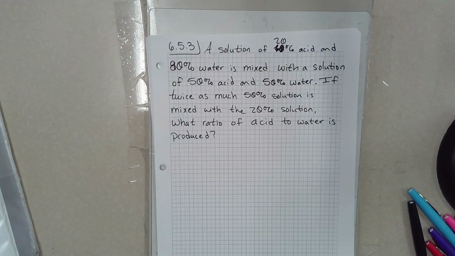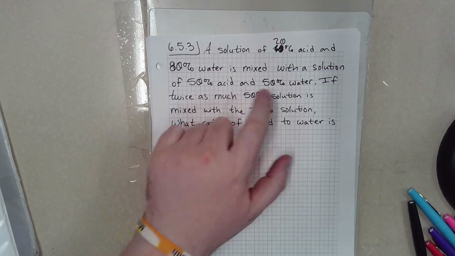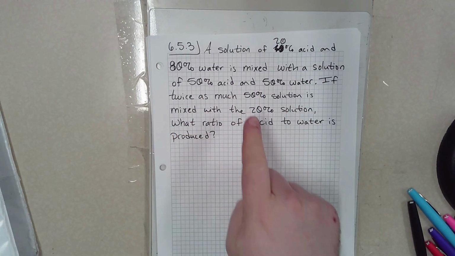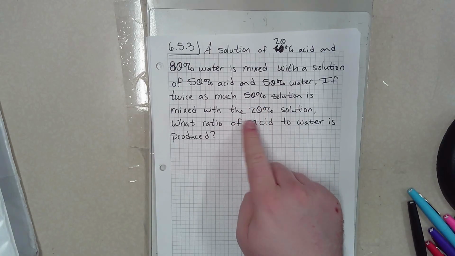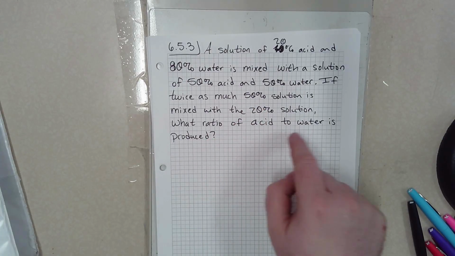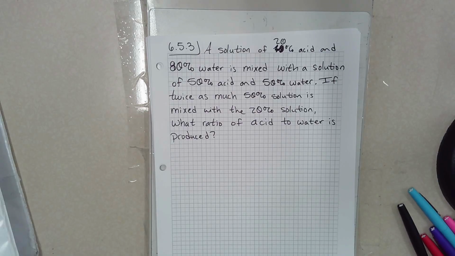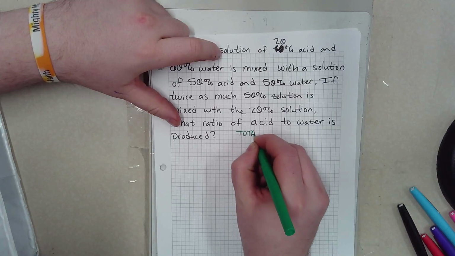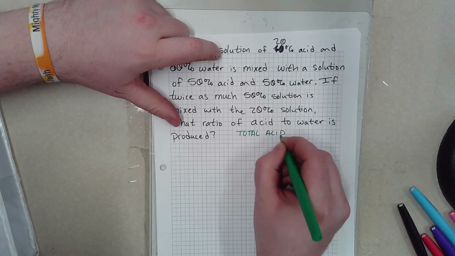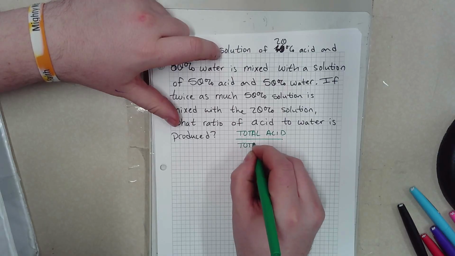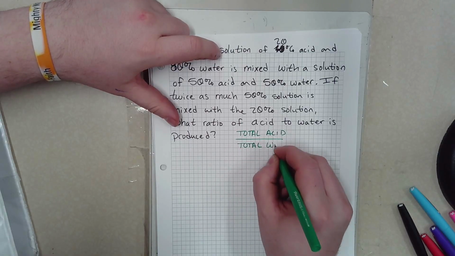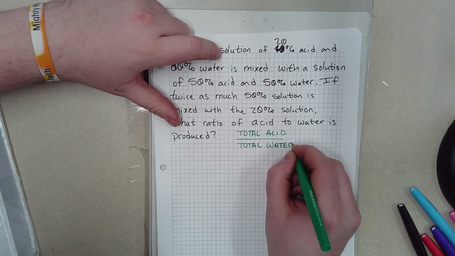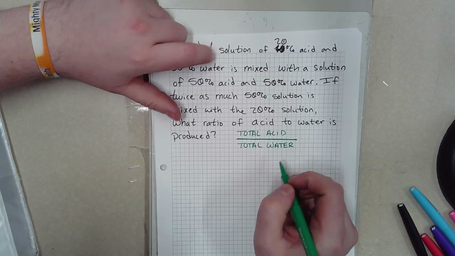20% acid and 80% water is mixed with a solution of 50-50. If twice as much of the 50-50 solution is mixed with the 20, what ratio of acid to water is produced? So the last thing is what we need to grab onto. We want the ratio of acid, so total acid over total water. This should feel similar to the big town and small town problem.